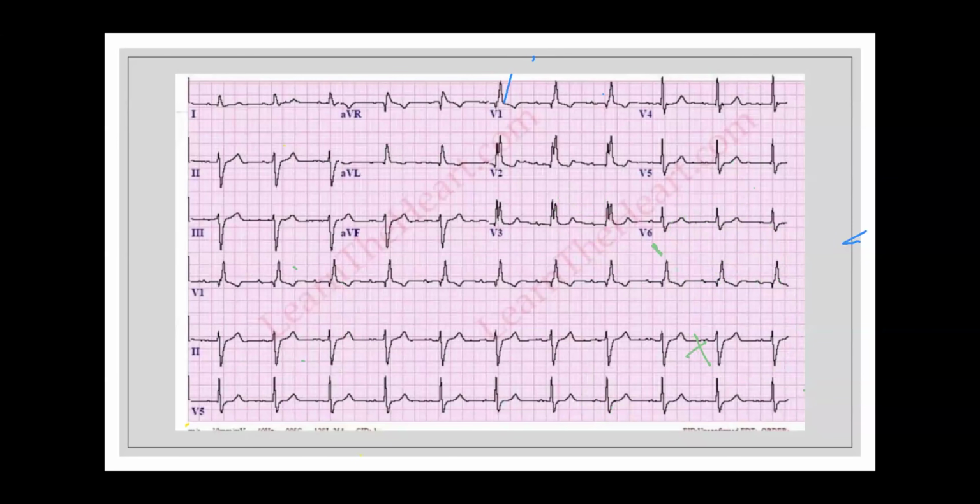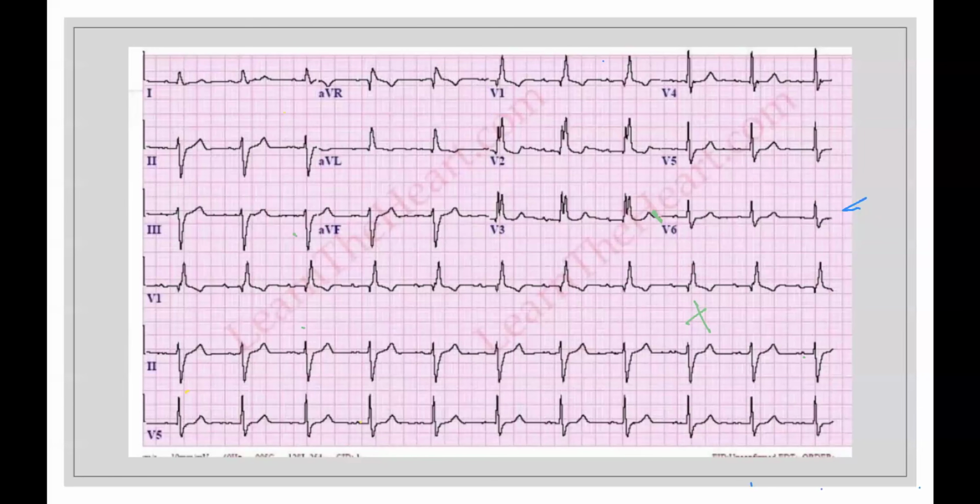Diagnose this. What are you going to see and observe, just tell me. The M pattern is coming in this. Marrow, in which leads? Very right, in V1. Yes, V2 and V3 also. Very good. And what is coming in V6? A W type pattern, right?